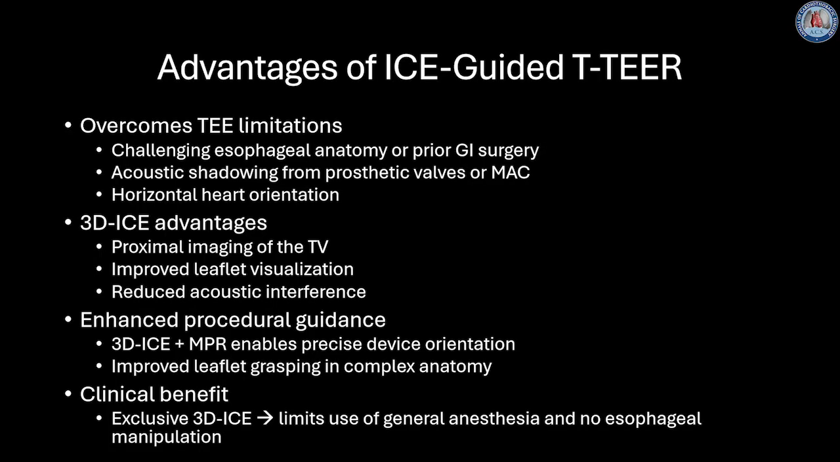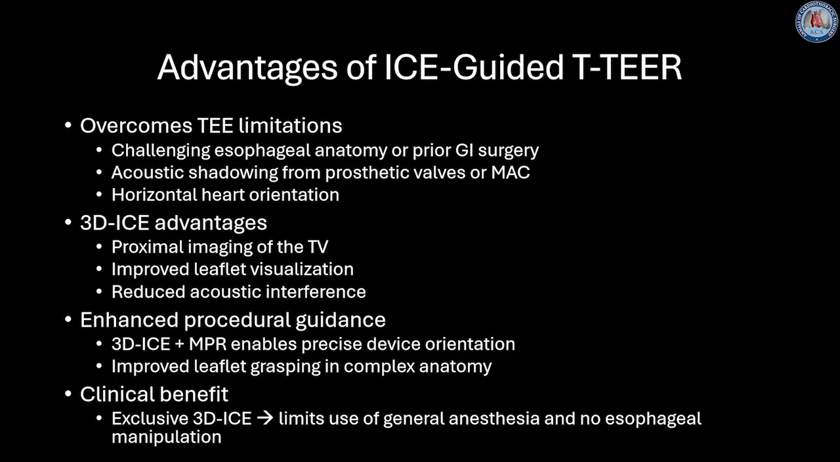Building on the clinical outcomes from this case, it is important to highlight why adjunctive ICE can be particularly advantageous during T-TEER. A key strength of ICE-guided T-TEER is its ability to overcome many of the imaging limitations encountered with standard TEE, especially in patients with gastroesophageal pathology, prosthetic valve shadowing, mitral annular calcification, or horizontal heart orientation.